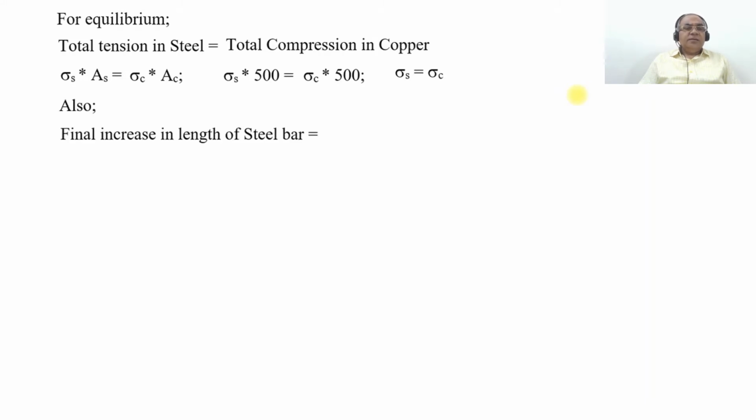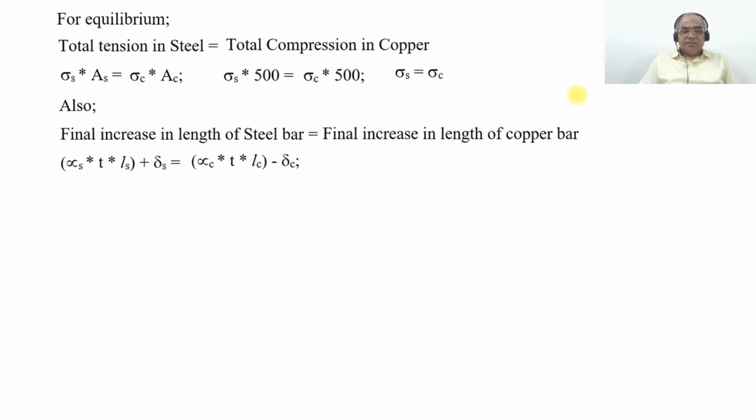Also, we know that the final increase in length of the steel bar will be equal to the final increase in length of the copper bar. So what is the final increase in length of the steel bar? That is the free expansion in the steel bar plus delta S, that is alpha S into T into L_S plus delta S, which will be equal to alpha C into T into L_C minus delta C, because the copper bar is under compression and the steel bar is under tension. Therefore, you are getting plus here and minus here.